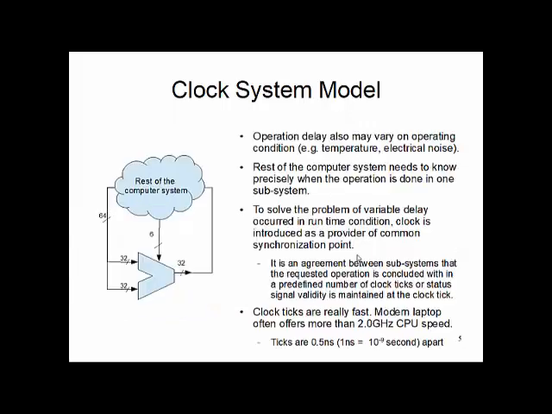So the rest of the computing system is requesting the ALU to perform some mathematical operation, and this result is being consumed. So the question becomes, when should this result be consumed? Now to solve this problem of variable delay, a clock is introduced as a provider of a common synchronization point or common reference point.